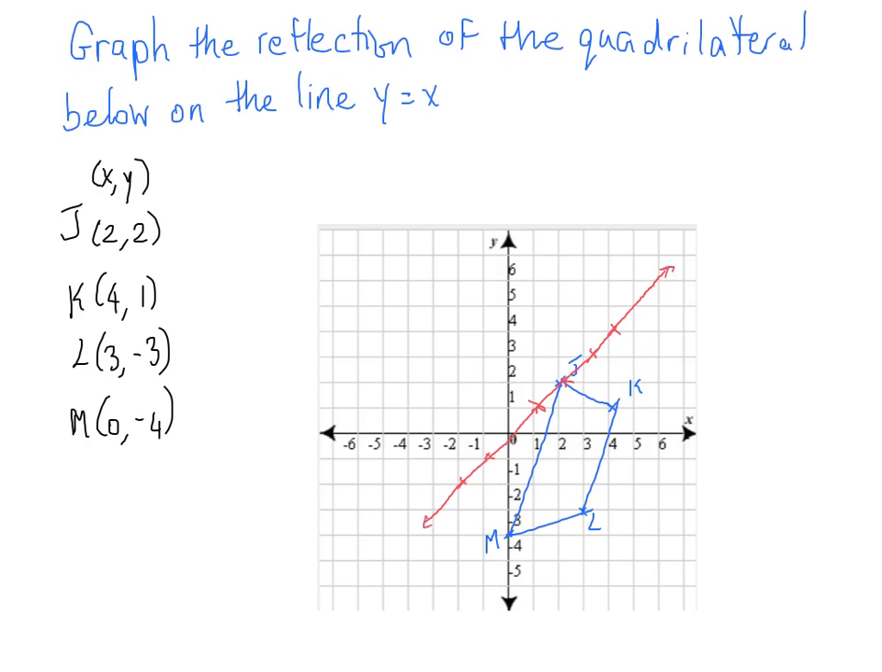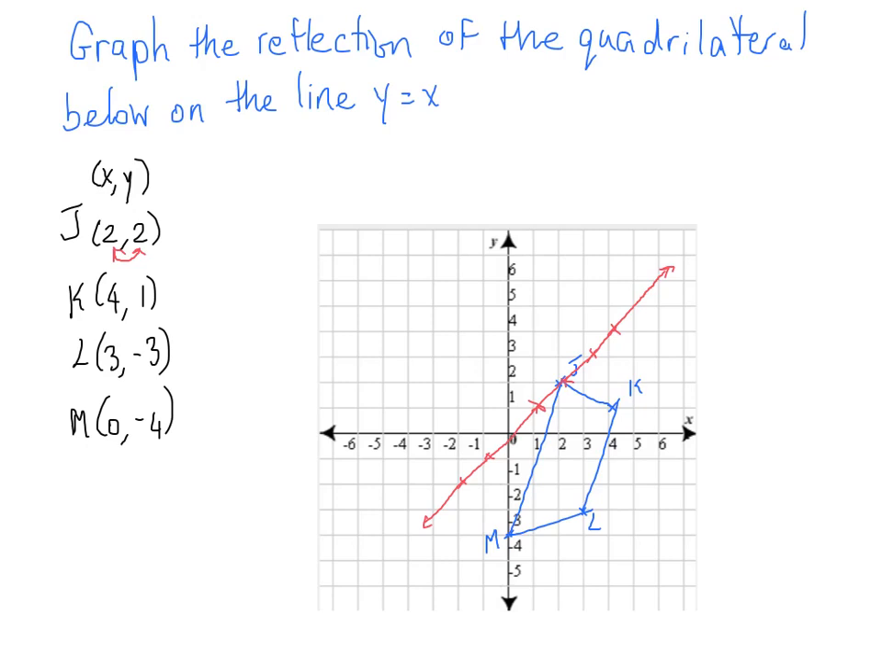In order to do a reflection on this line, we just have a fun little task to do, and that is to switch the coordinates. So the reflection of each coordinate will be x will turn to y, and y will turn to x. It is pretty awesome how that works out.